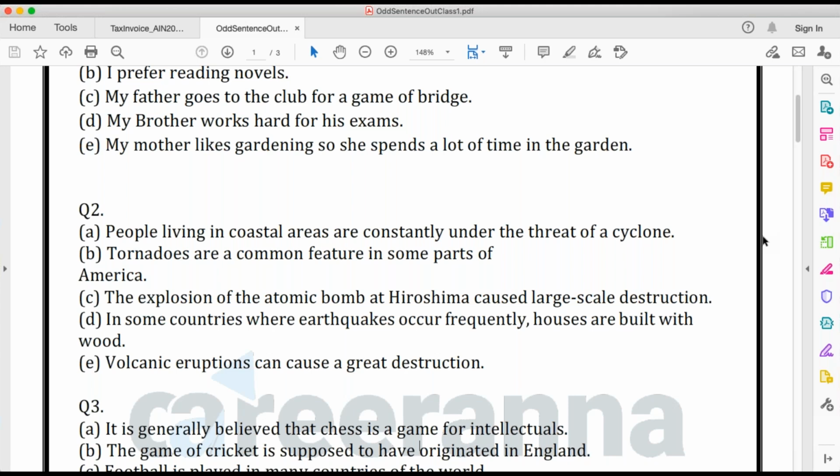Abhinav, I have lost your doubt. Please ask your doubt again. The correct answer for question number 2 is option number C, which is a human-made disaster, man-made disaster, while A, B, D, and E are all natural disasters.